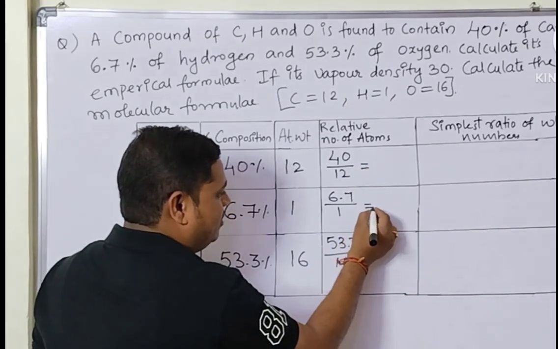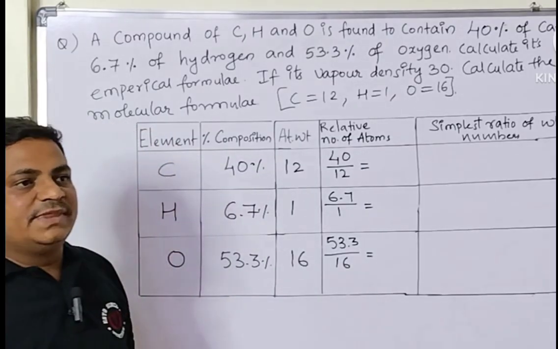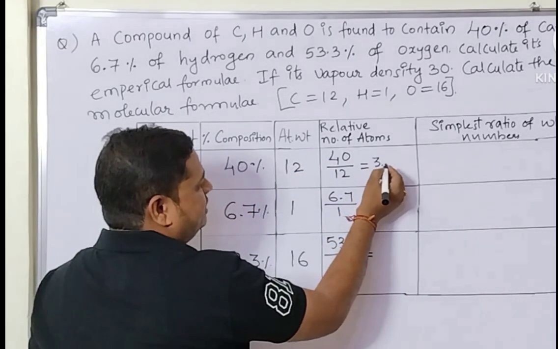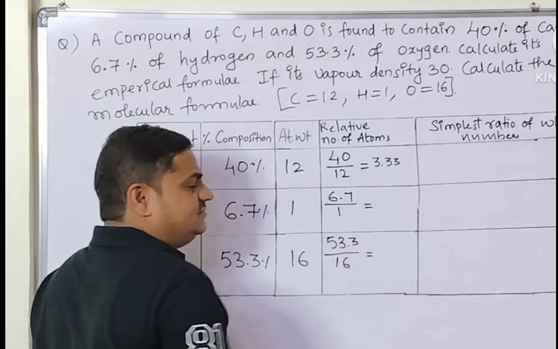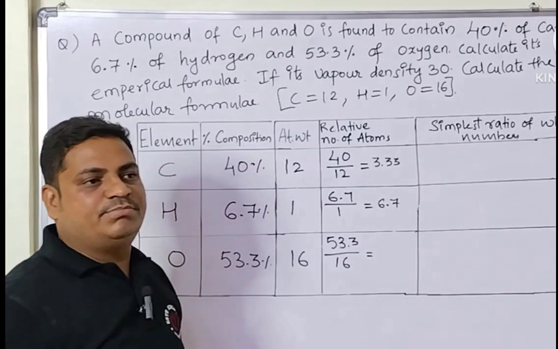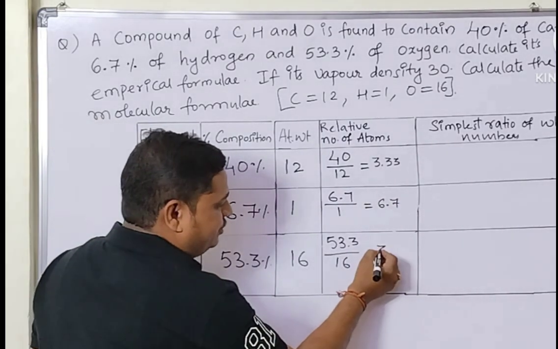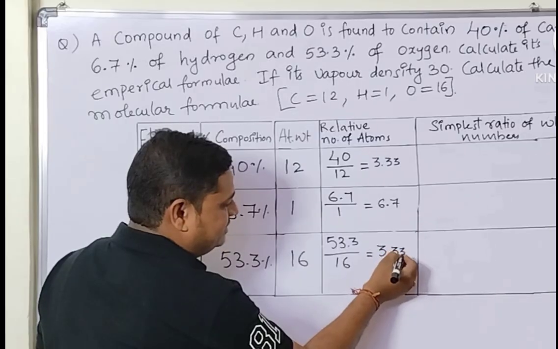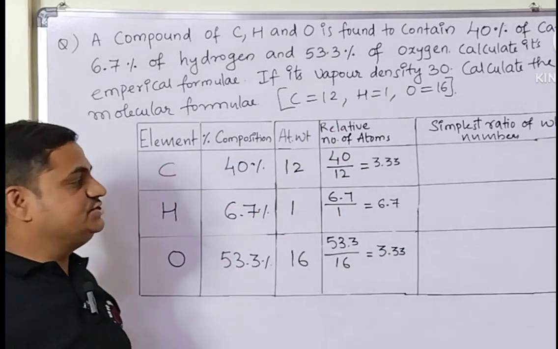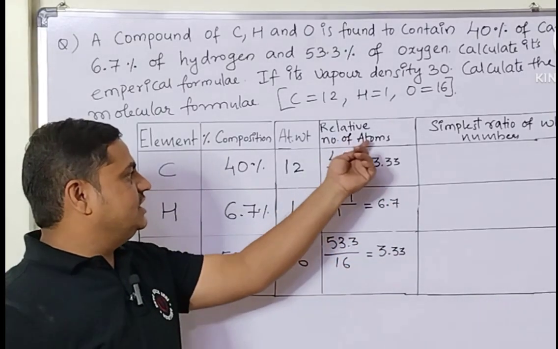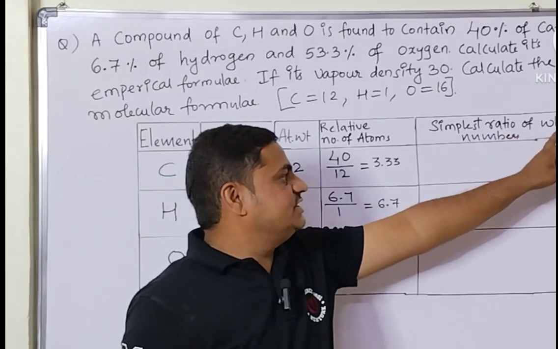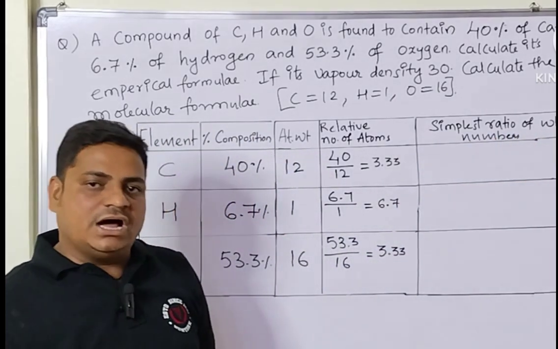If I find these values, 40 by 12 comes out to be 3.33, here it is 6.7, and next 53 point. So approximately you are going to get the value 3.33 only. After writing the atomic ratio, the relative number of atoms, the next thing is to find the simplest ratio of whole numbers. How is it going to be?